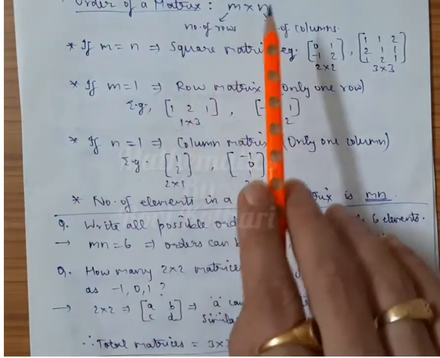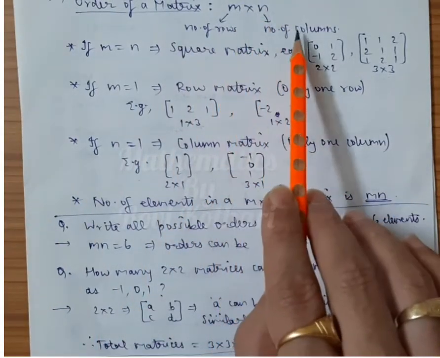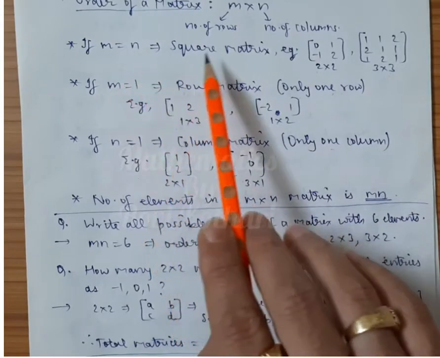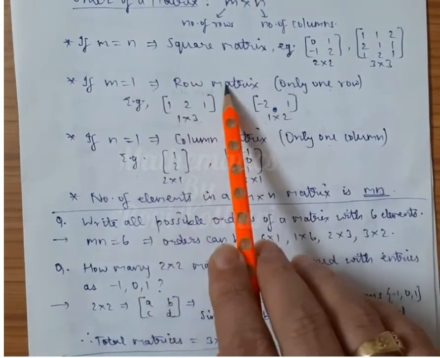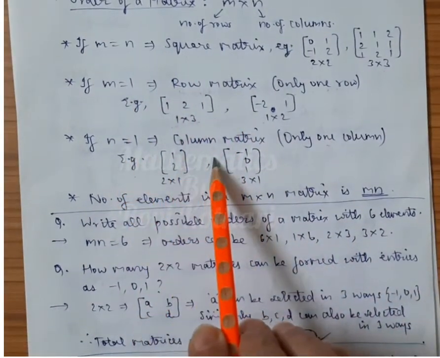How do we write the order of a matrix? M into n. The first one is rows, the second is columns. If m and n are equal, it's a square matrix. If m is 1, it's a row matrix. If n is 1, it's a column matrix.